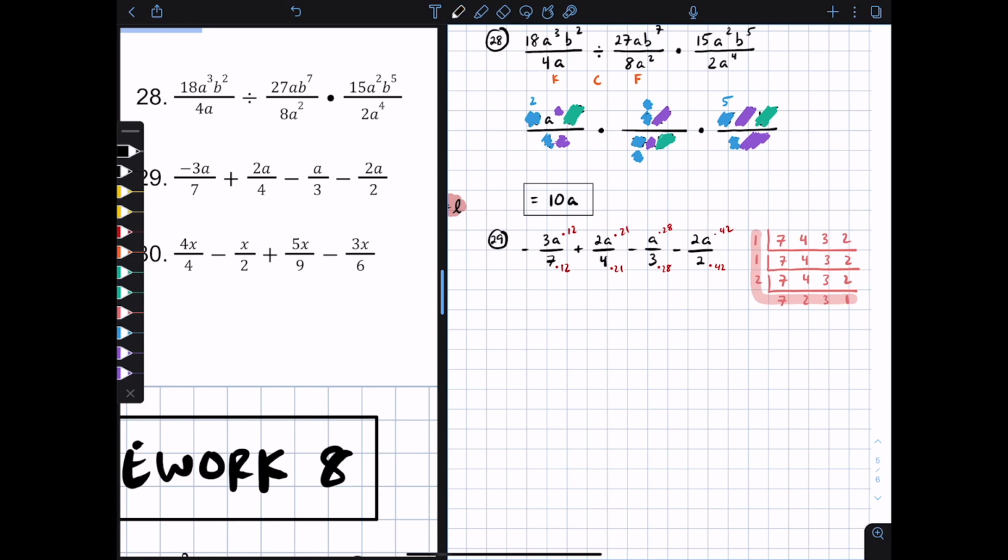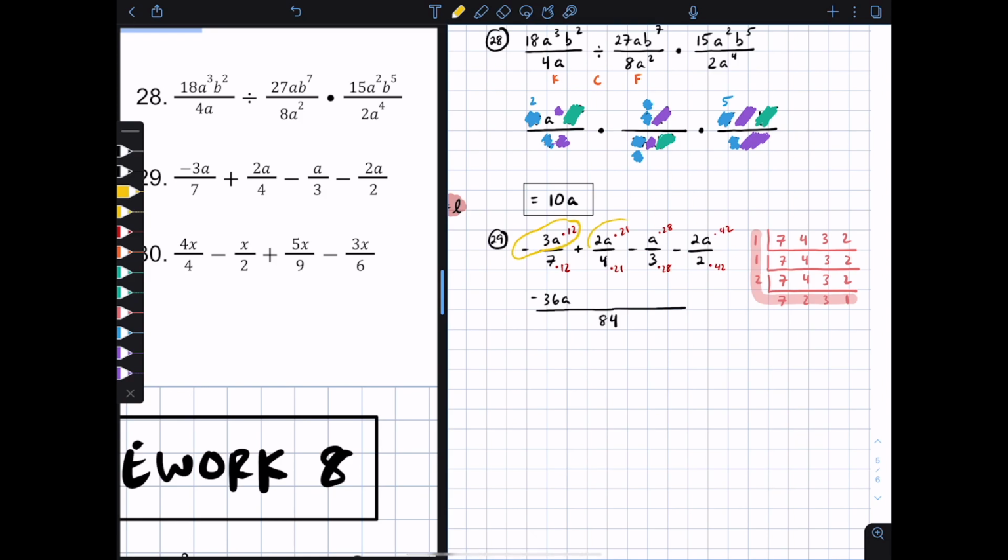So at this point, we can move our negatives to the tops if we like, right? So I'll make this negative 36A. Again, everything's going to be over 84. So I'm just going to write everything on top of 84. So we have negative 36A. That takes care of this part here.